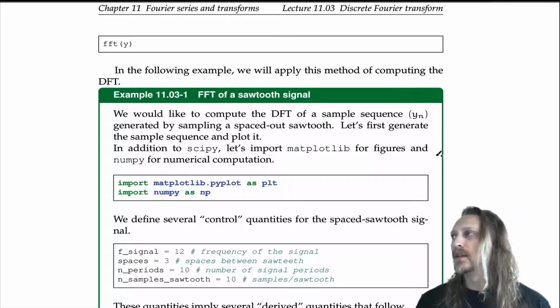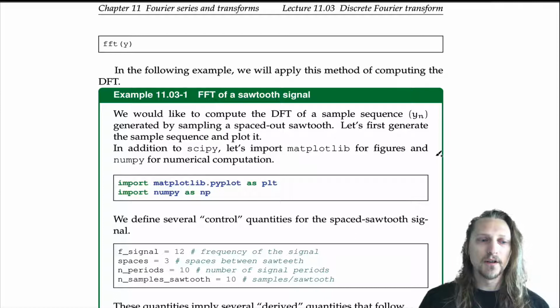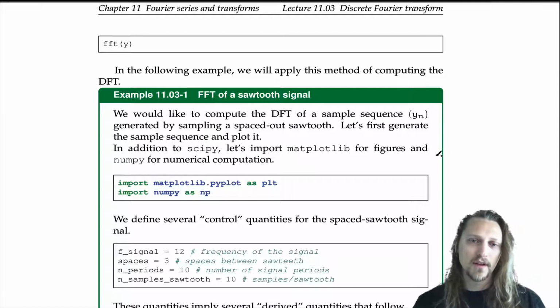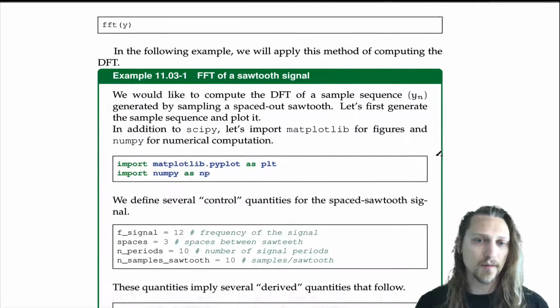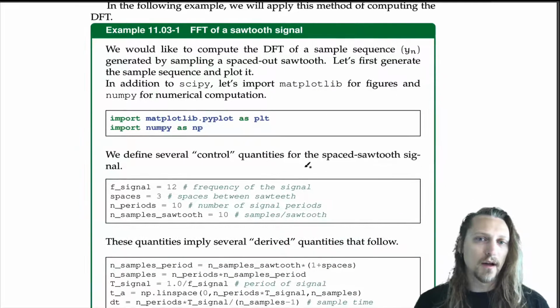Of course, typically we wouldn't construct a signal and then do its discrete transform. Often we would be taking a measurement of a signal, have the time domain measurement, and then convert that to the frequency domain. But we'll construct a sawtooth and then look at its spectrum using the DFT in this example. So we'll use SciPy and NumPy and Matplotlib for making plots.